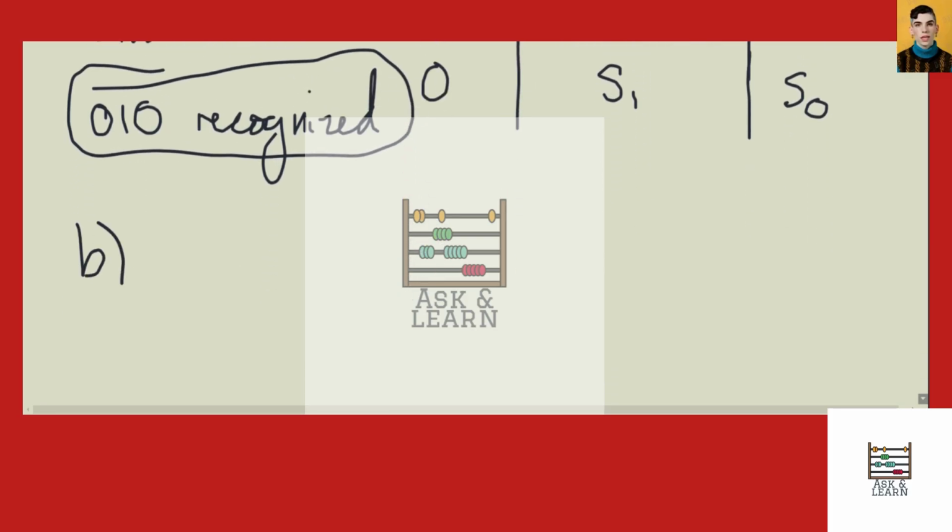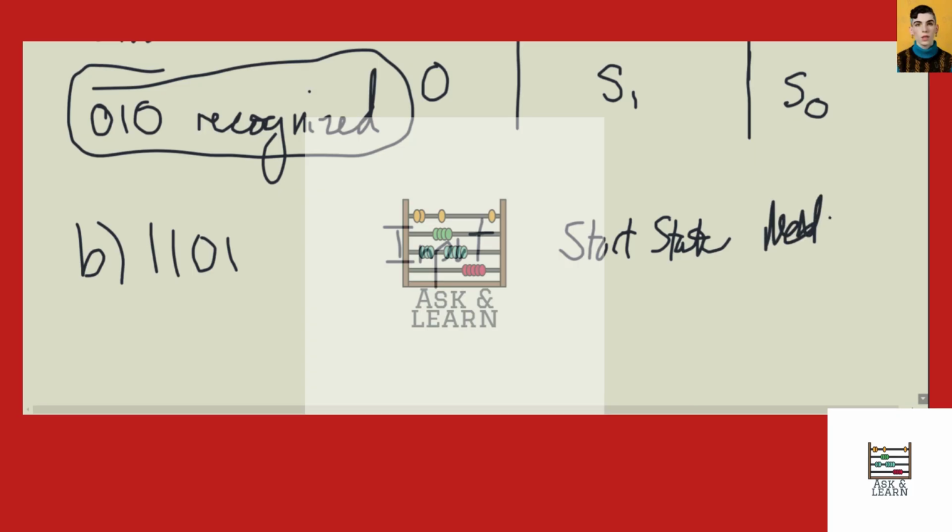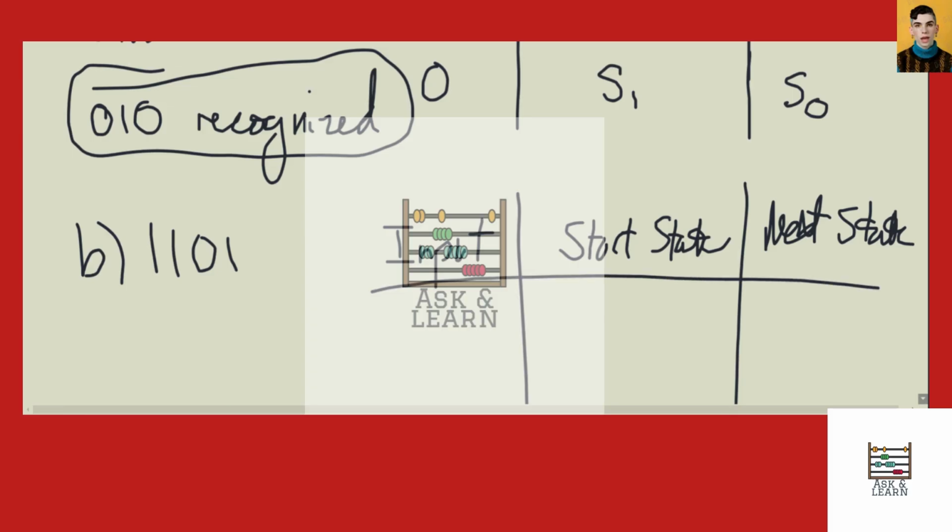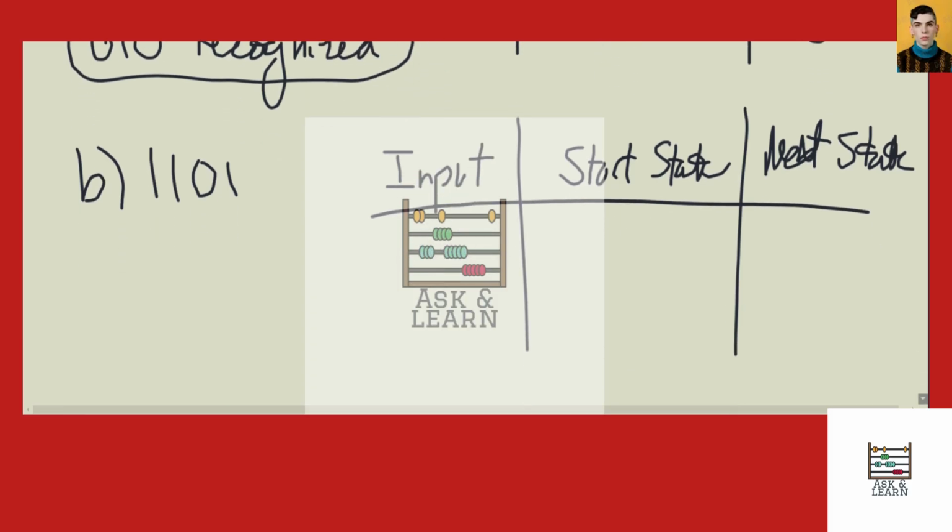In Part B, we're given the string 1, 1, 0, 1. Again, I'll draw a table with 3 columns: input, start state, and next state. And we see that our first input here is a 1. We're starting at state S0, so that our next state is going to be S1. The next input is 1. Start at S1, so the next state is S2.